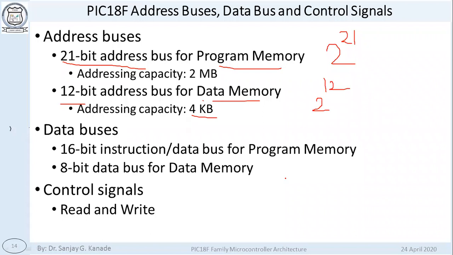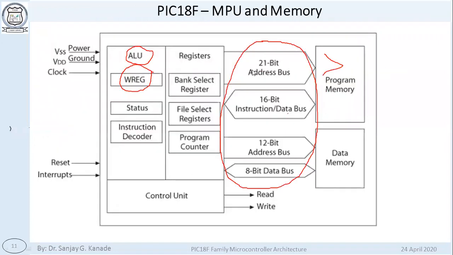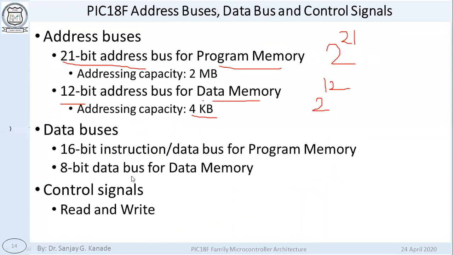And the data buses that connect the microprocessor unit with the memories are 16-bit instruction data bus for program memory and 8-bit data bus for data memory. These are visible here, right? We talked about the address buses, and these are the data buses. Data bus 16-bit for program memory, 8-bit for data memory, right? And then control signals, as we said, they will send us signals of read and write. Either we will read or write in the memory.